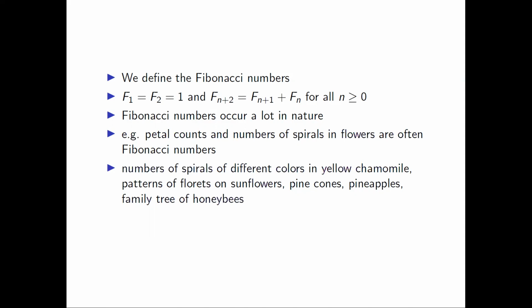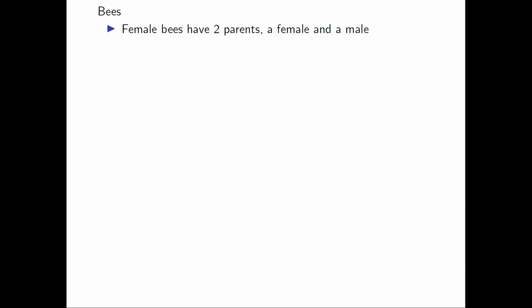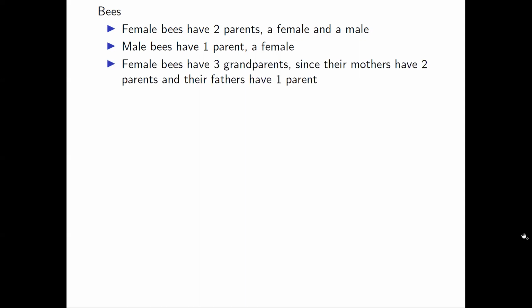Let's look a little more at the bees. So why do we get Fibonacci numbers when we look at the family trees of honeybees? Well, it's because female bees, like humans, typically have two parents, a female and a male. Male bees have one parent, a female. This means that female bees have three grandparents. Their mothers have two parents, and their fathers have one parent. So 2 plus 1 gives us 3.